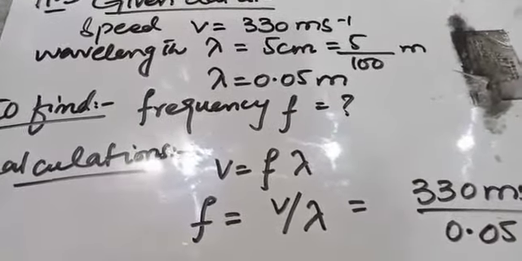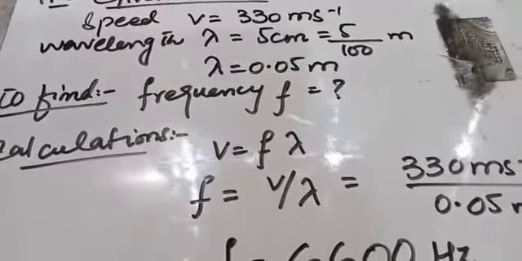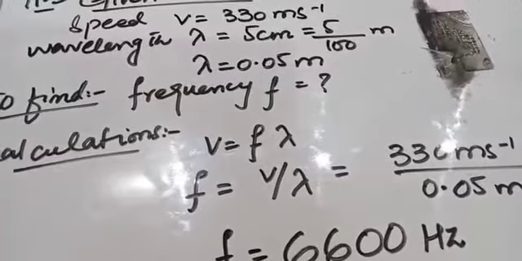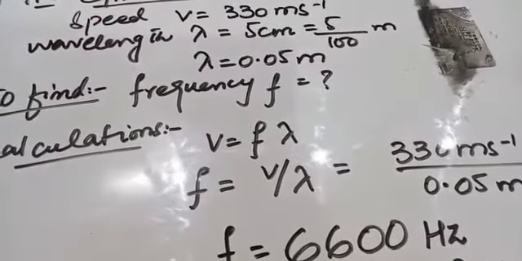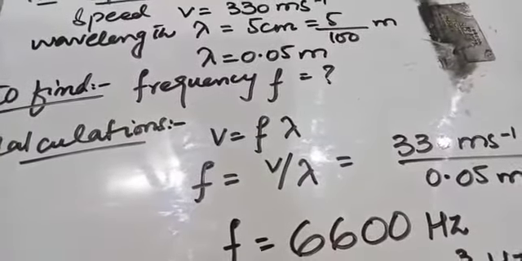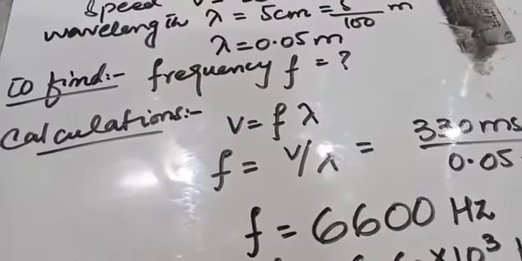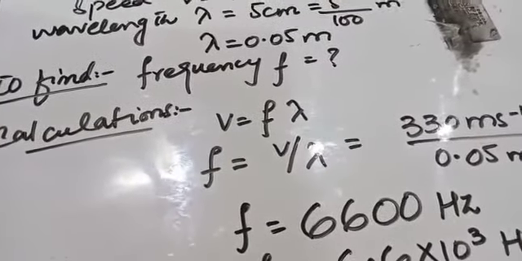Speed is given, v is equal to 330 meter per second. Wavelength is 5 centimeter. We have to convert it into meters, so we will divide by 100, because 1 meter is equal to 100 centimeter. The lambda will be equal to 0.05 meter. We have to find the frequency f by using the relation v is equal to f lambda.